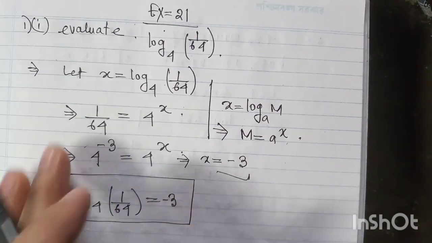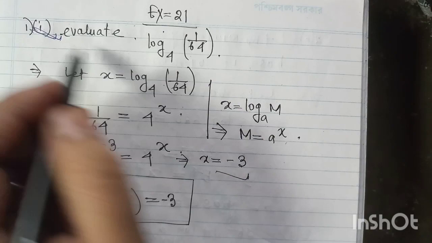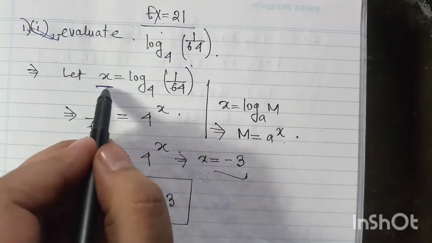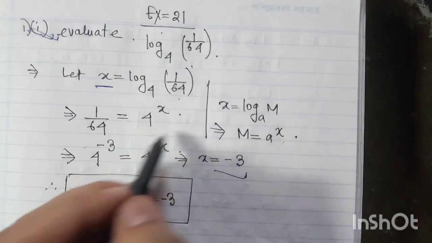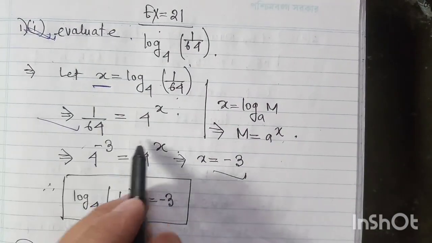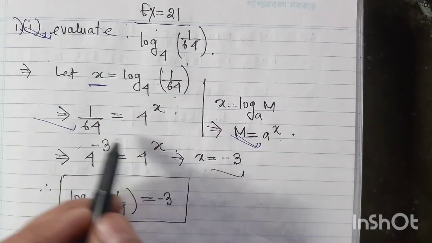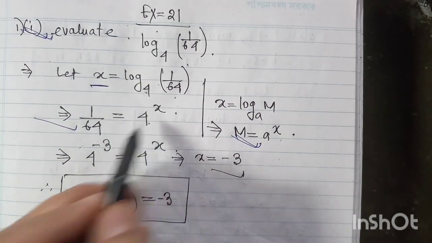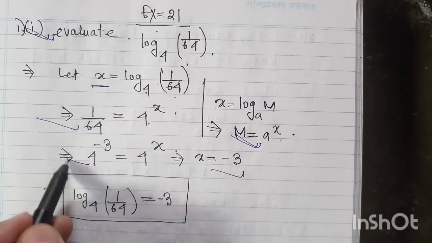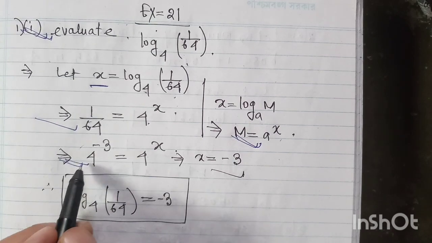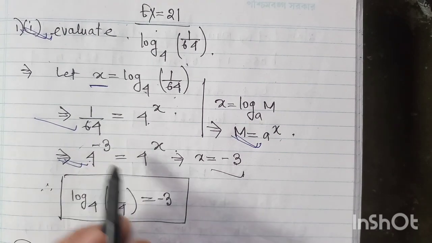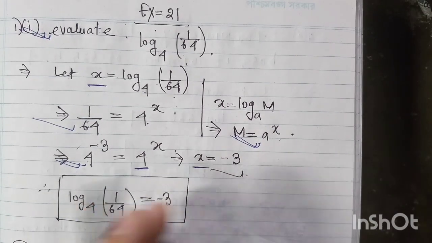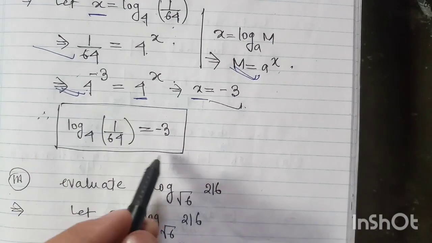Now moving to the exercise, problem number 1, evaluate this. Let this be x. Apply the definition. What is the definition? You see it here: m will be equal to 4 to the power x. Now 1 by 64 we can write in index form as 4 to the power minus 3. So that becomes 4 to the power x, and x equals minus 3. So the value of the logarithm is minus 3.